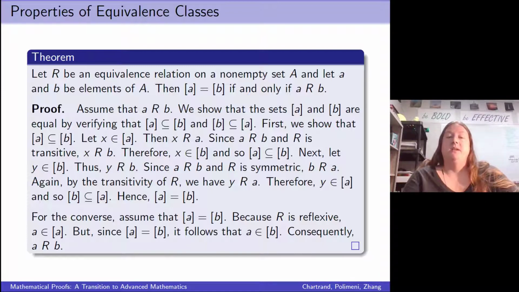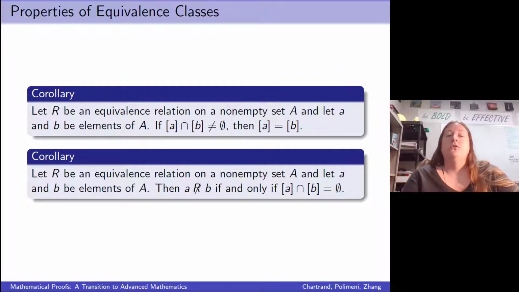the equivalence class of a is equal to the equivalence class of b if and only if a is related to b. Now there's two corollaries to this theorem that I want to point out really quick. So first, if we let R be an equivalence relation on a non-empty set A, and we let a and b be elements of A, then if the intersection of the equivalence classes of a and b is non-empty, then the equivalence class of a equals the equivalence class of b.